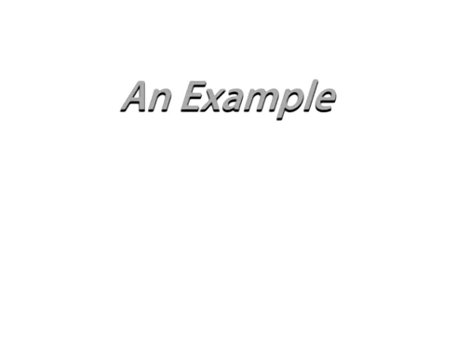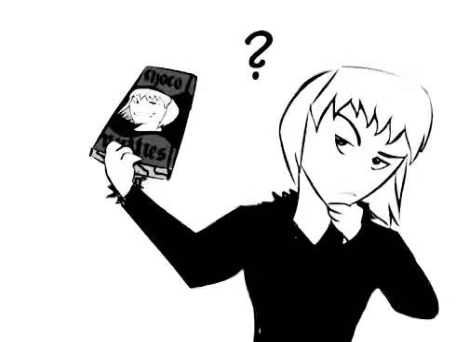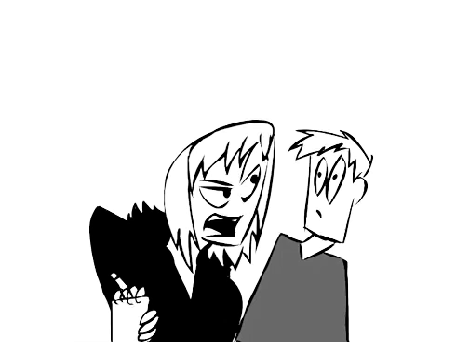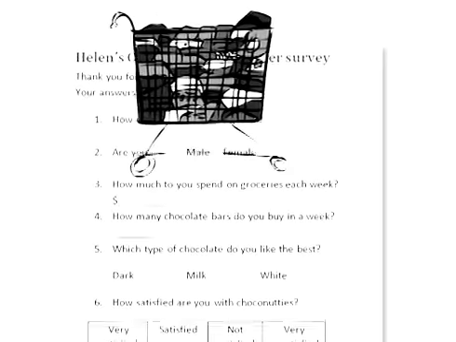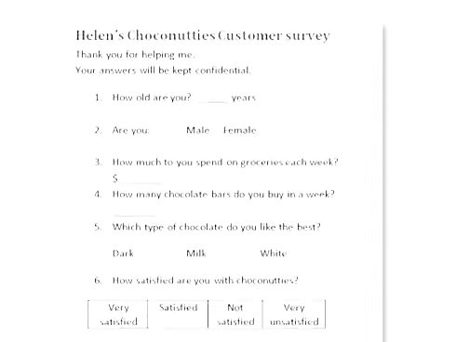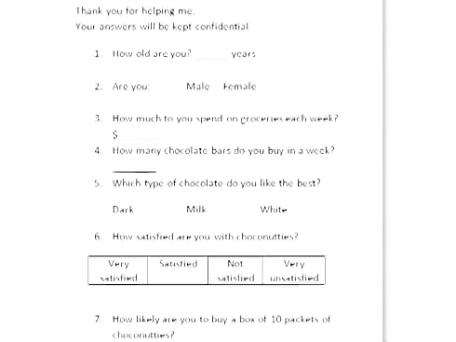Here is an example using different types of data. Helen sells Choconutties. Helen is interested in developing a new product to add to her line of Choconutties. She develops a questionnaire and asks a random sample of 50 of her customers to fill it out. She asks them their age and sex, how much they spend on groceries each week, how many chocolate bars they buy in a week, and which they like best out of dark, milk and white chocolate.